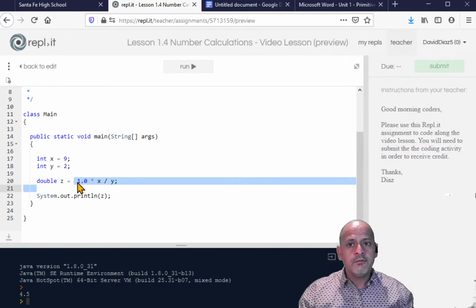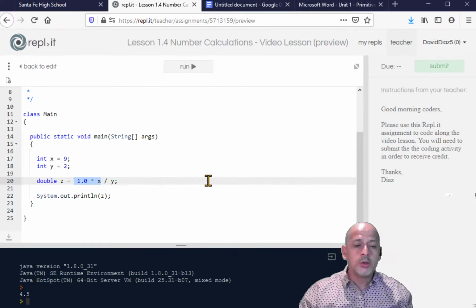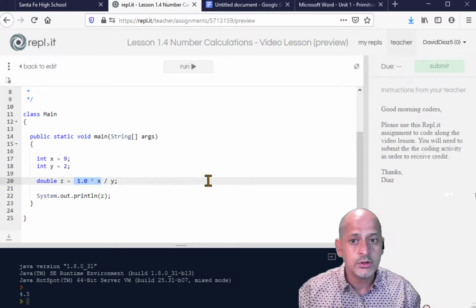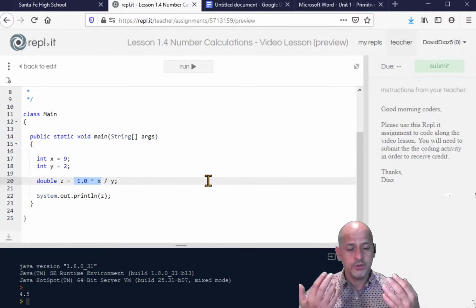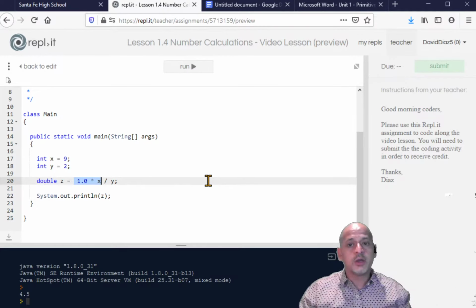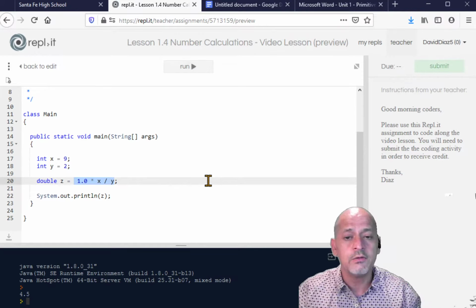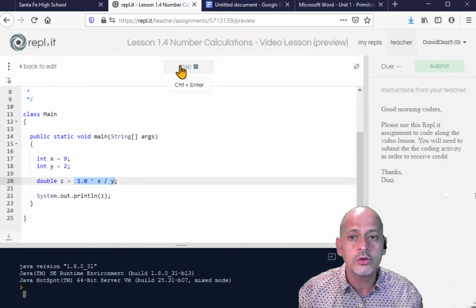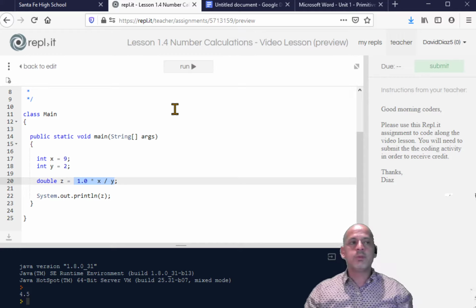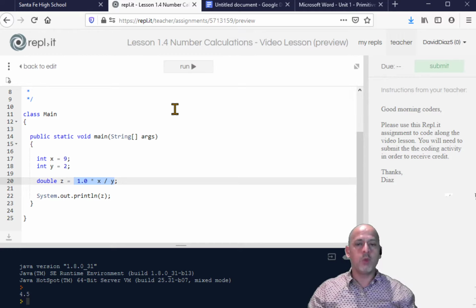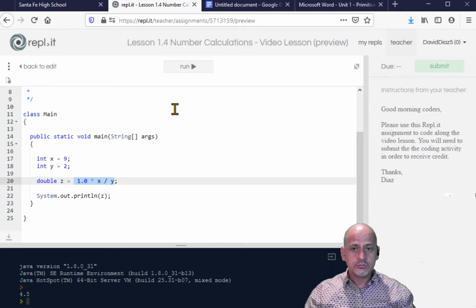Then, therefore, from here to here gets calculated first, which is a double. That means that's going to be a decimal. So now it's going to be 9.0. And because 9.0 is a double, once it gets divided by an integer, then it's going to be 4.5. We are no longer going to lose the decimal place. We have what we wanted.